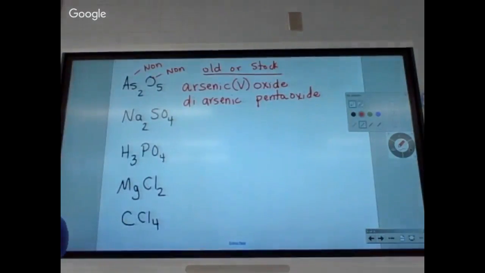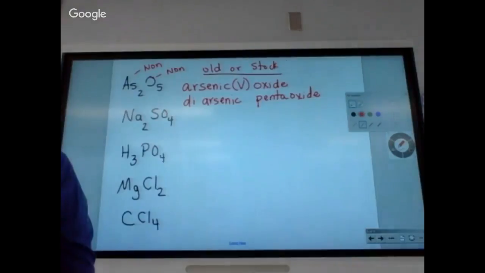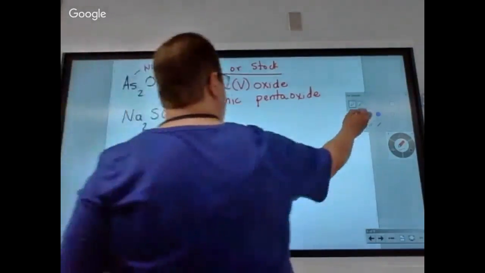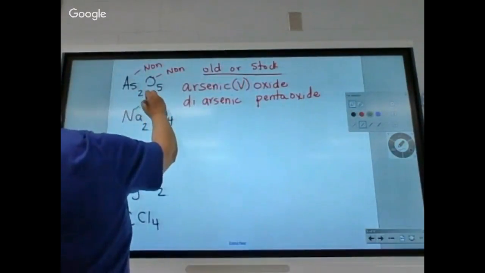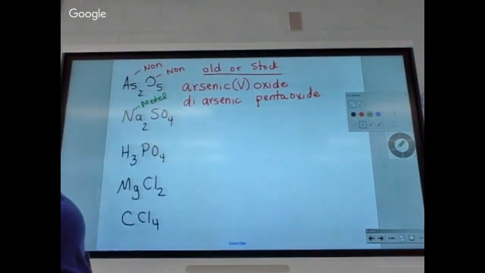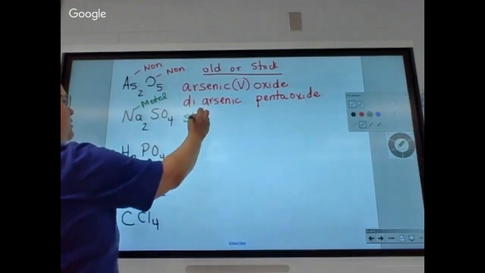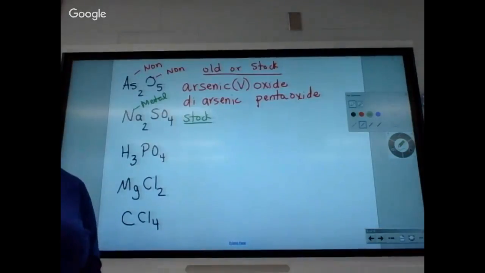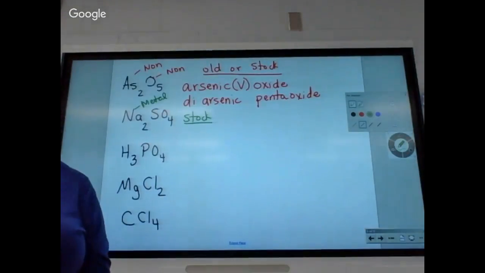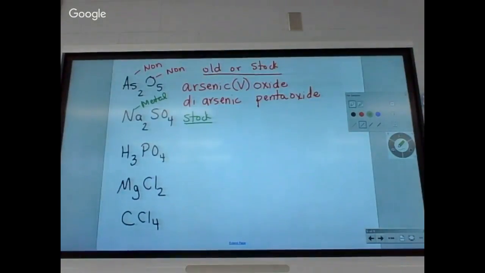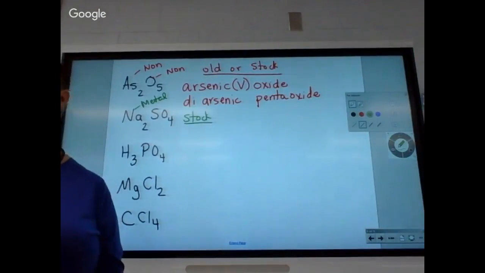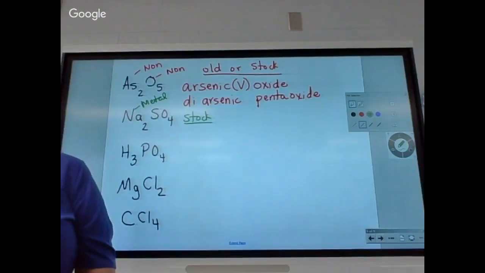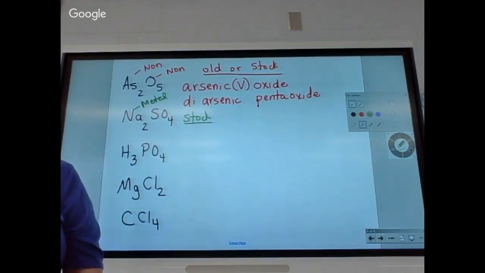Now, can I do that in the next one? How'd you know no, Jada? Exactly. As soon as Jada looked up here and said, that's a metal, that old system stuff was out. The only thing you can use here is stock. No old system. As soon as she said, that's a metal, old is out. We only use stock. Secondly, how many elements you got there? 3. So there's probably a what in this name? Polyatomic ion. So none of that prefix stuff can be used here.